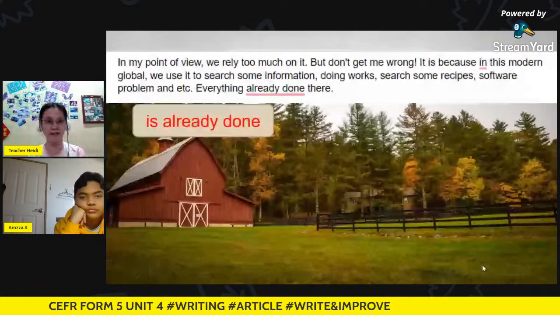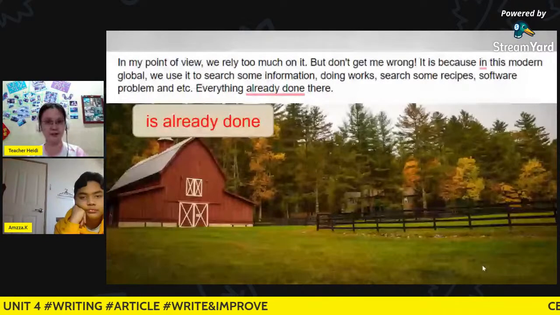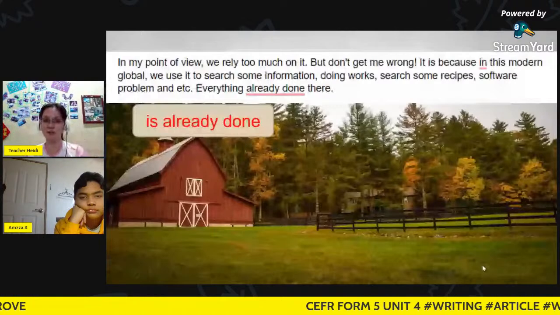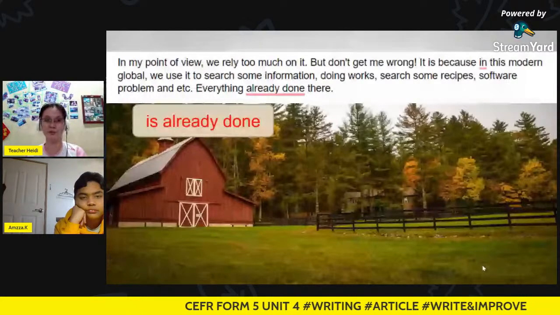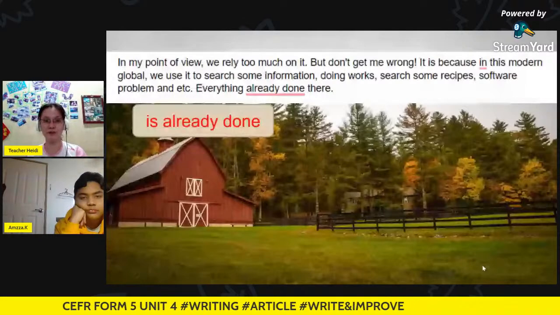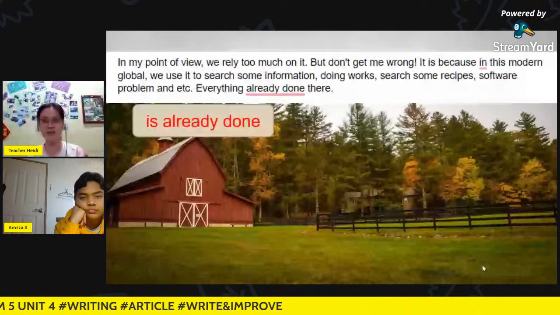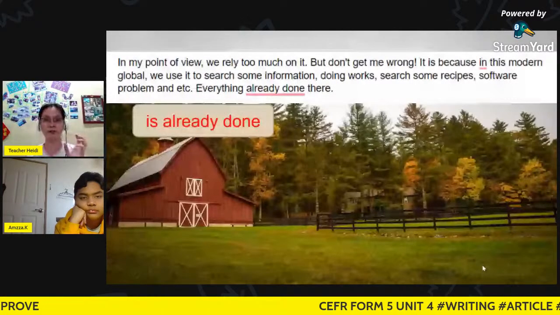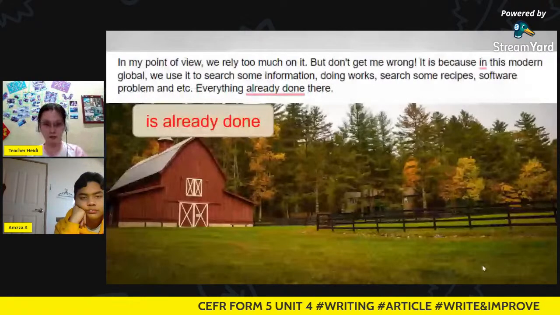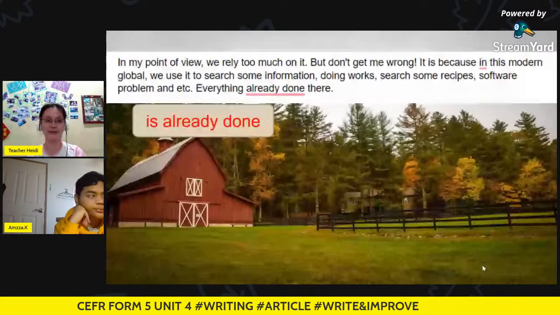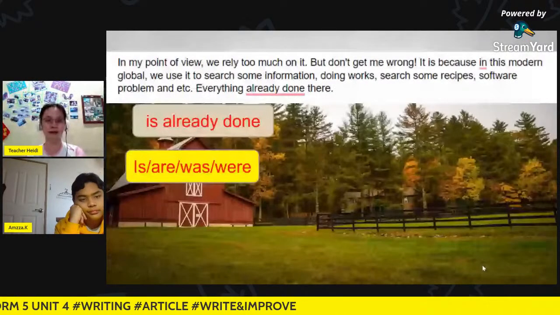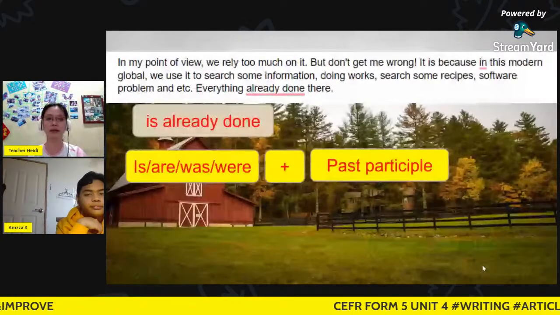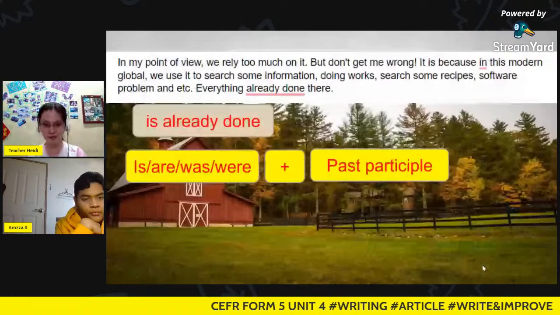This means he really agreed with the topic. But don't get me wrong. See, the way it's written is very good. Don't get me wrong. It is because in this modern globe, we use it to search for information, do work, search for recipes, solve a problem, and so on. Everything already done there. Okay, so you look at the pronoun we being used. So it's correctly used. Okay, so when you have is, was, were, the same applies. You have to use the past participle.